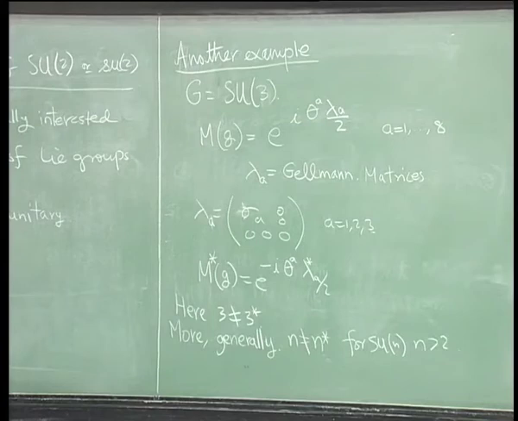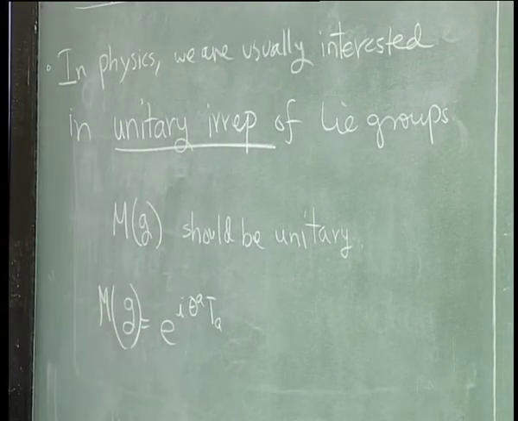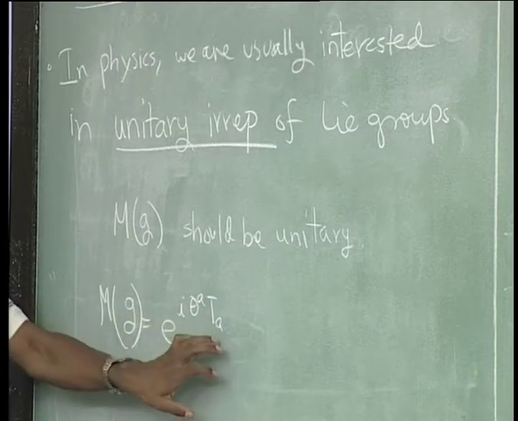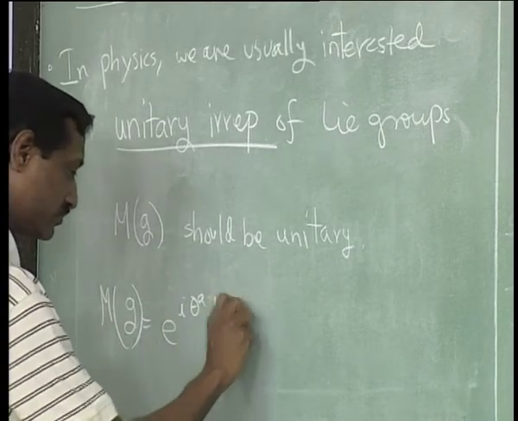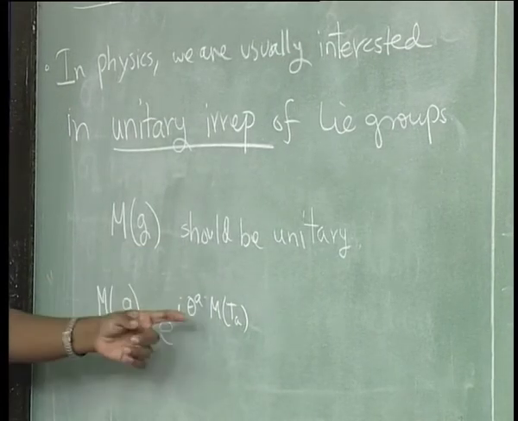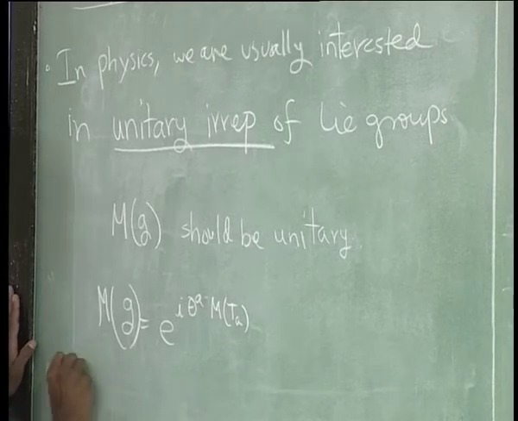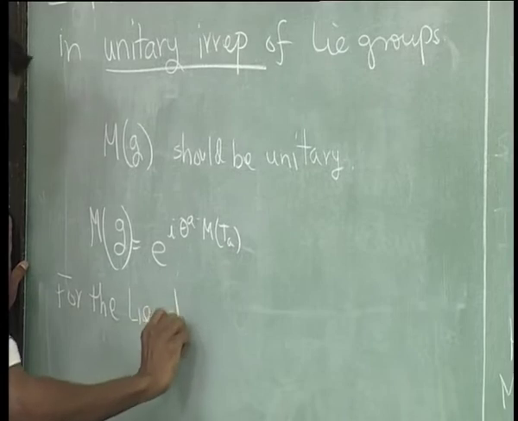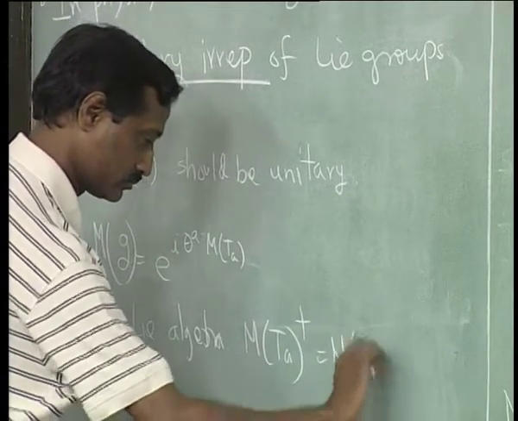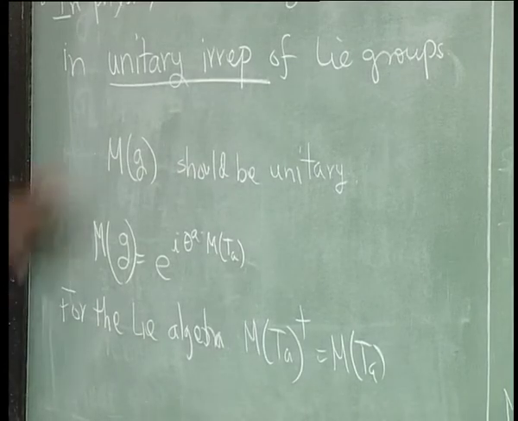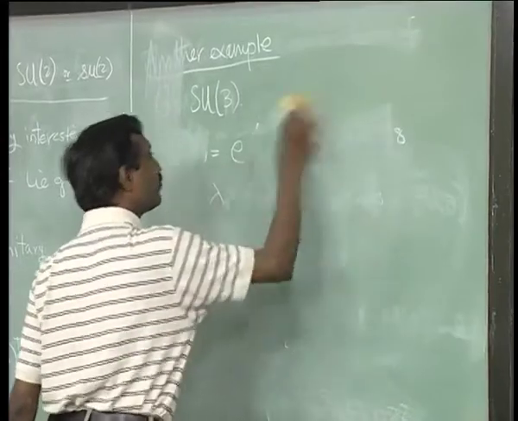Also, if we write G as e to the power i theta_a T_a, so rather M of G is this, I will use the same letter T_a, even though I should write M of T_a. If this is unitary and we take the parameters to be real, then this will be Hermitian for the Lie algebra. This will be the condition if you put in unitary. Irrep is already something, so we need to classify these things. The answer is known for SU(2).